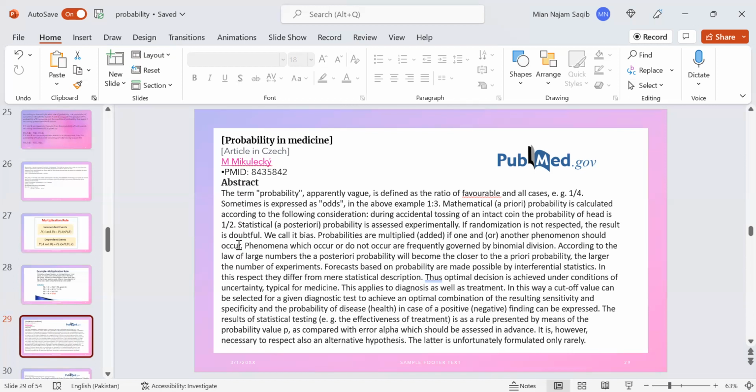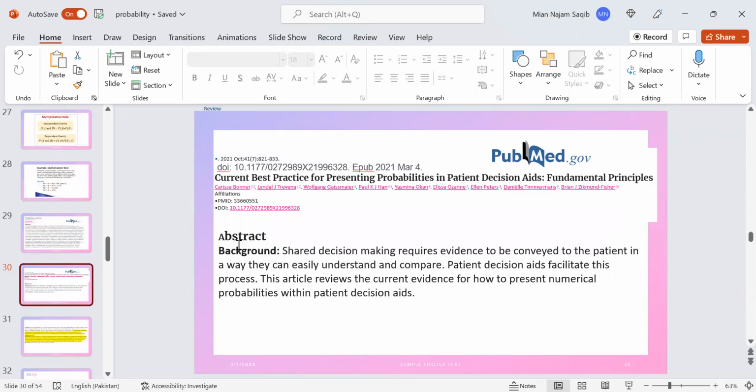Thus, optimal decision is achieved under conditions of uncertainty typical for medicine. This applies to diagnosis as well as treatment. In this way, a cutoff value can be selected for a given diagnostic test to achieve an optimal combination of the resulting sensitivity and specificity and the probability of disease and health. In case of a positive or negative finding, the result of statistical testing, for example in the effectiveness of treatment, is as a rule presented by means of the probability value P as compared with the error alpha, which should be assessed in advance. It is, however, necessary to respect also an alternative hypothesis. However, this latter is unfortunately formulated only rarely.